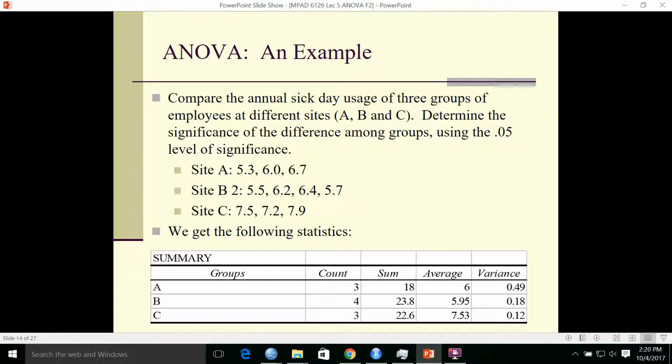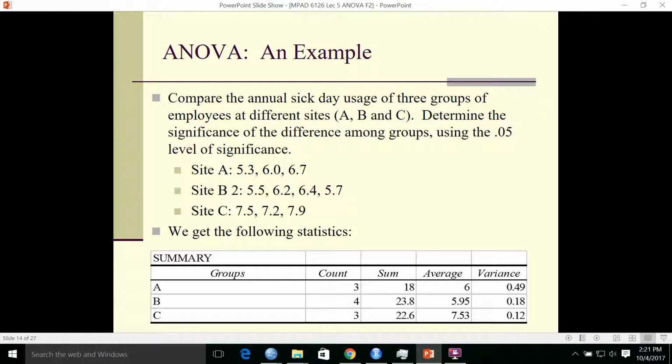Well, let's look at the averages for each one of them first. In Site A, we have 3 observations, and the average number of sick days is 6. In Site B, we have 4 observations, and the average number of sick days is 5.95. And in Site C, we have 7.53 sick days. So on the surface, it appears like Group A and Group B might be similar, right around 6 sick days, and Site C might be different at 7.5 sick days.